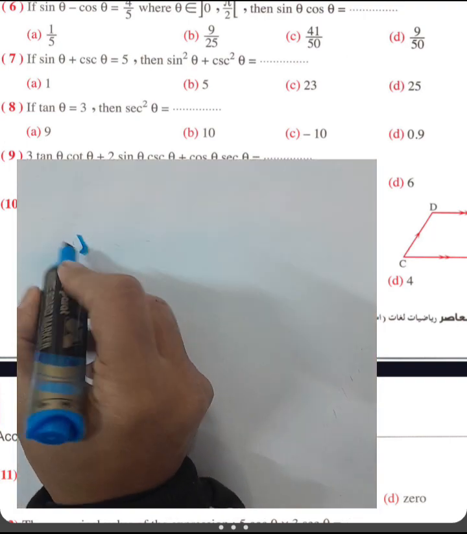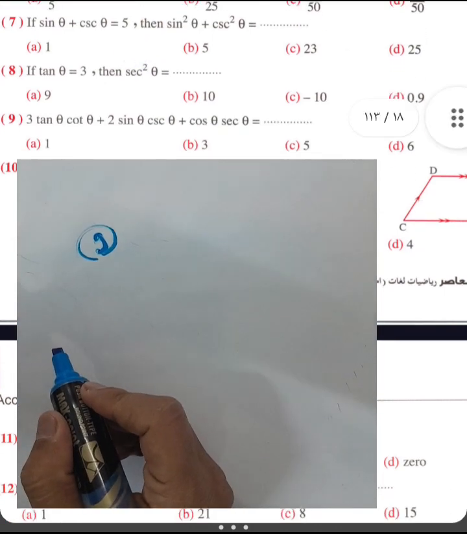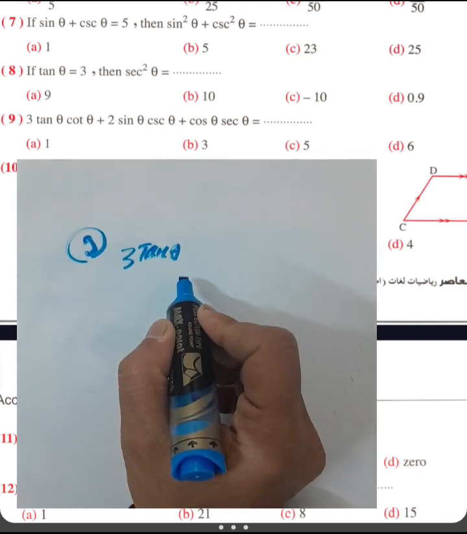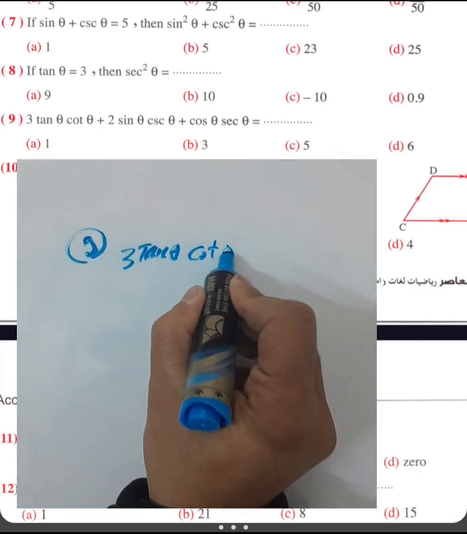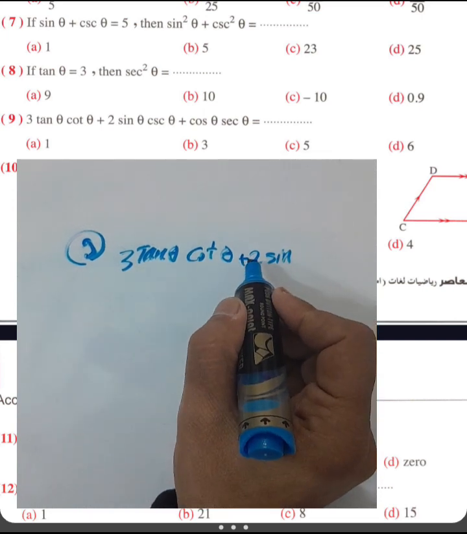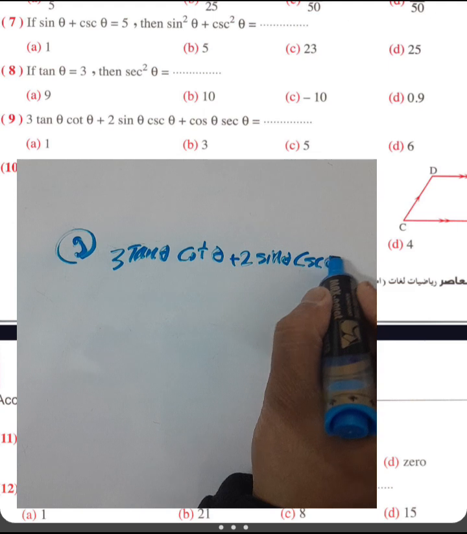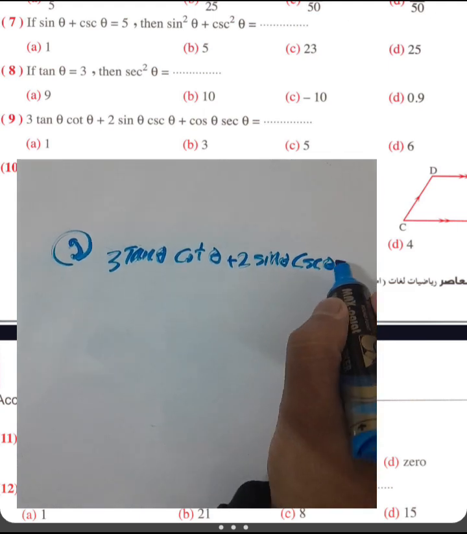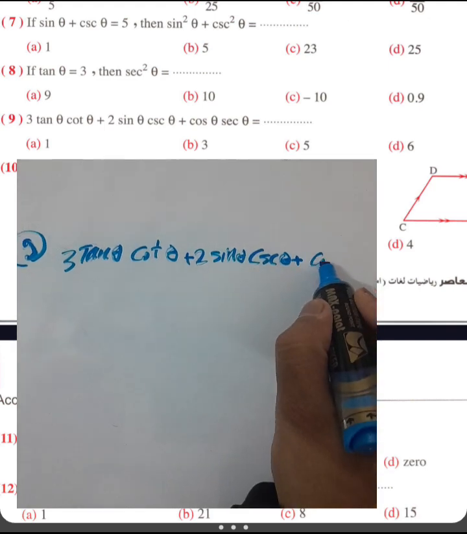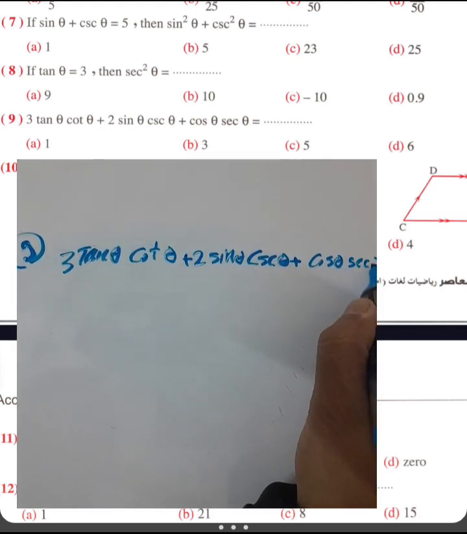Question number 9. 3 tan theta cotan theta plus 2 sin theta cosec theta plus cosine theta sec theta.